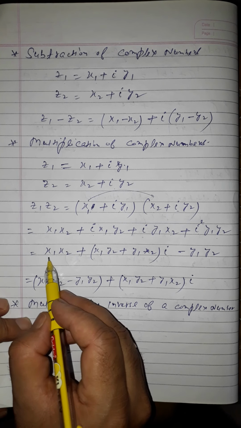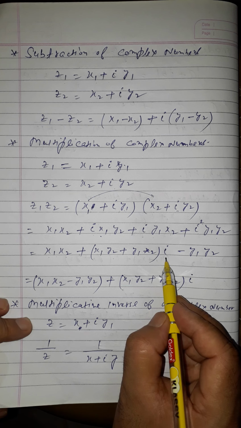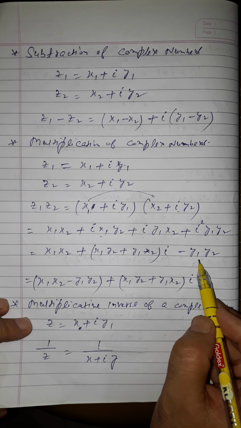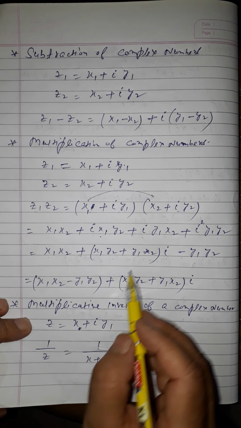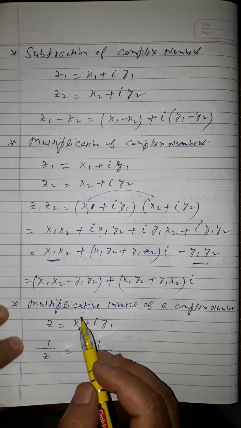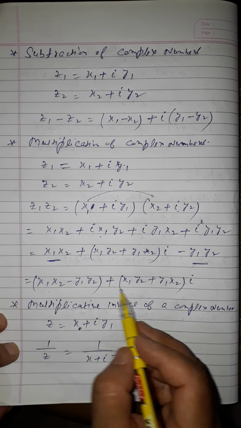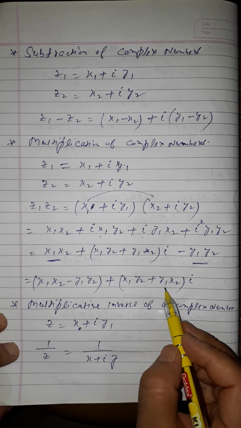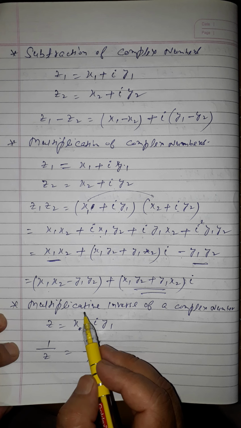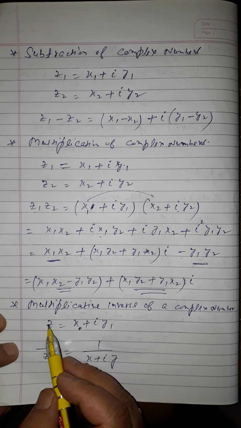Now, students, this is x1 x2, plus in these two terms iota is common, so we take iota outside, and here iota square is minus 1, so minus y1 into y2. This part is the real part, meaning it is without iota, so we write these collectively. And here it is plus x1 y2 plus y1 x2 into iota. This part is the imaginary part, and the other part is the real part.